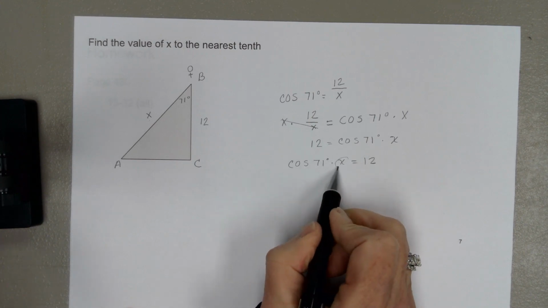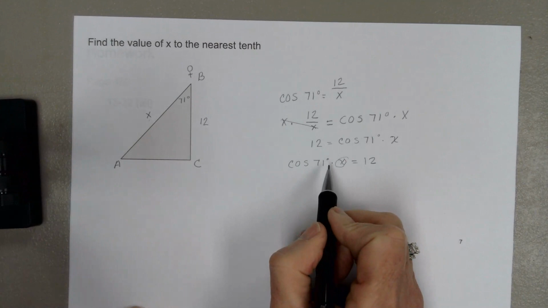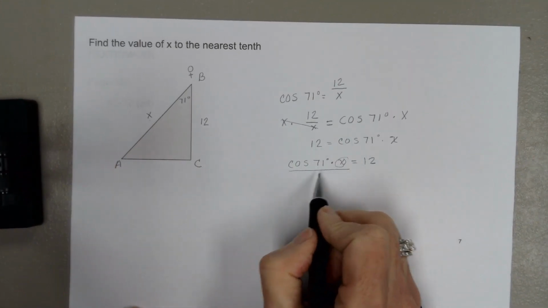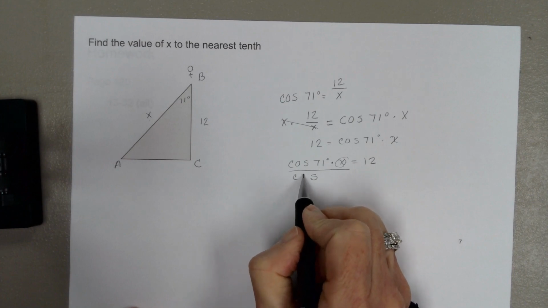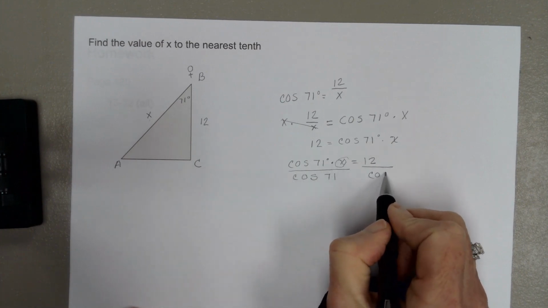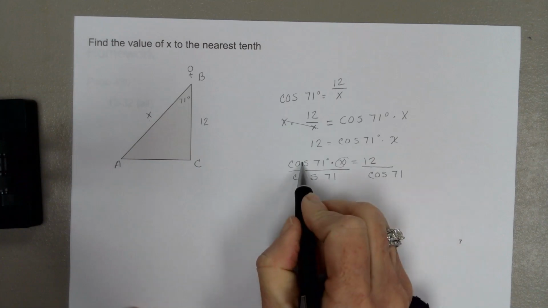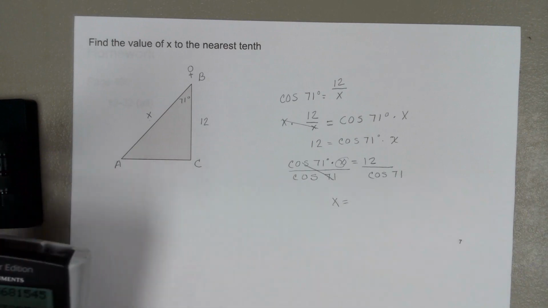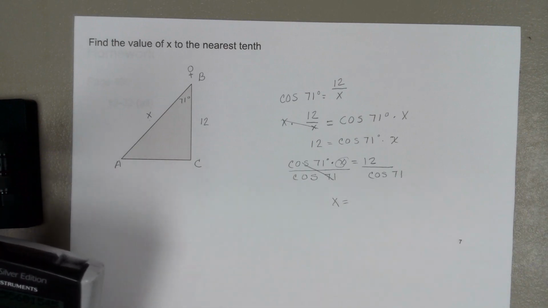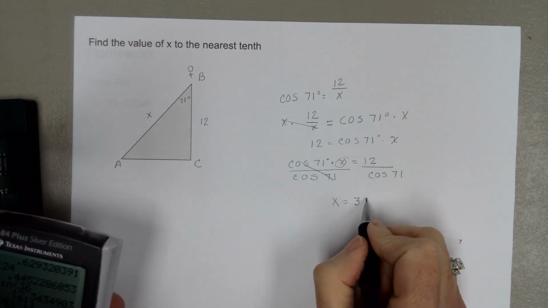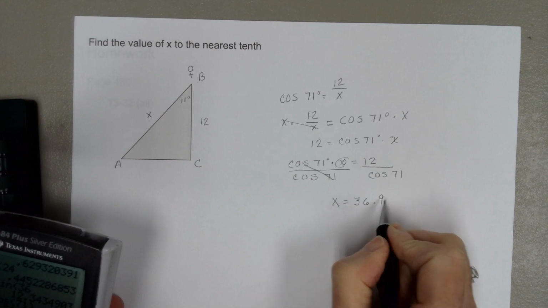Well, now my x is on the other side, so I'll switch it again. Notice that I'm trying to get this by itself, but I'm multiplying by the cosine of 71. So to get rid of the cosine of 71, I'm going to have to divide by it. What I do to one side, I have to do to the other side. So I'm left with an x. Then I pick up my calculator and I go 12 divided by the cosine of 71, and it's going to give me 36.9.